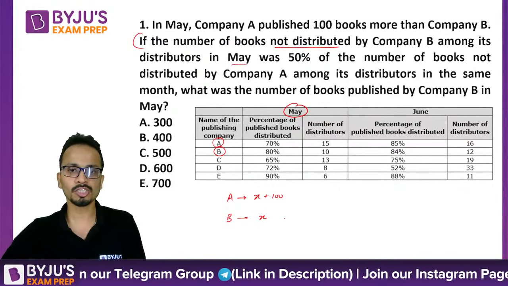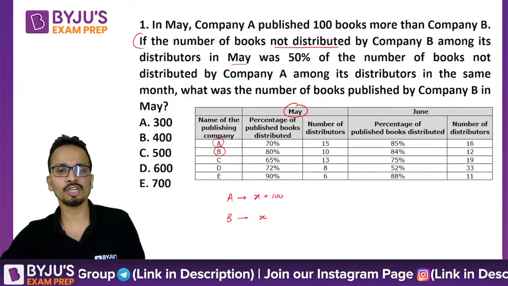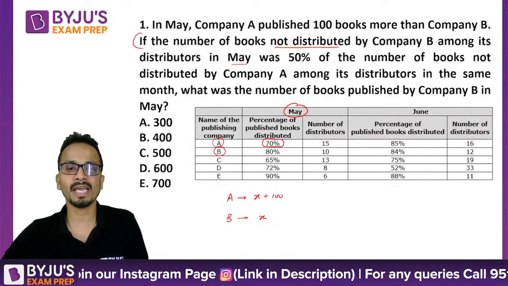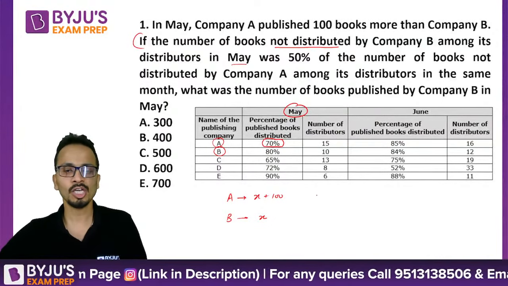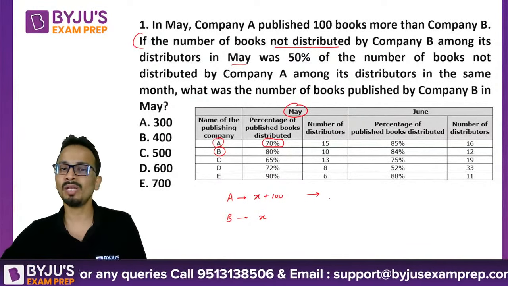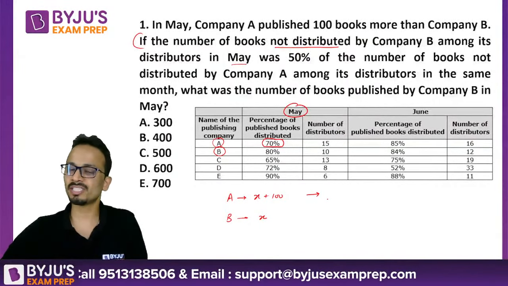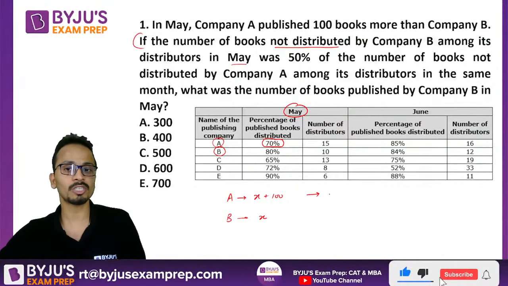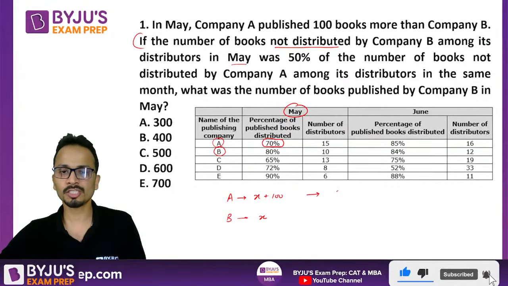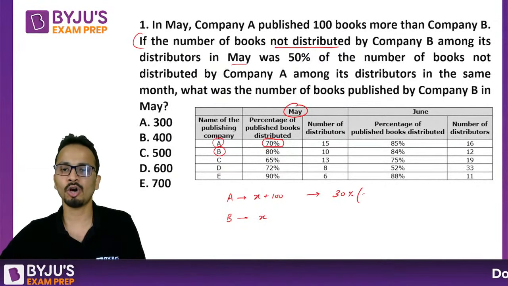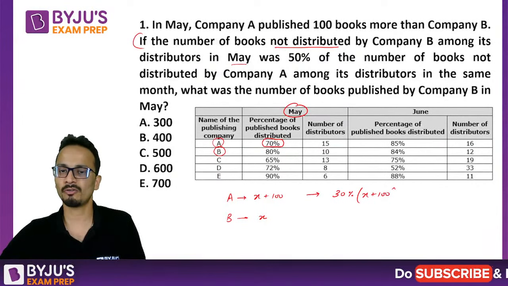So not distributed. Let's look at the second column. The percentage of books distributed by A is 70%. So the percentage of books not distributed by A will be 30%. If they are distributing 70%, then not distributed will be 30%. So the books not distributed by Company A will be 30% of X plus 100.